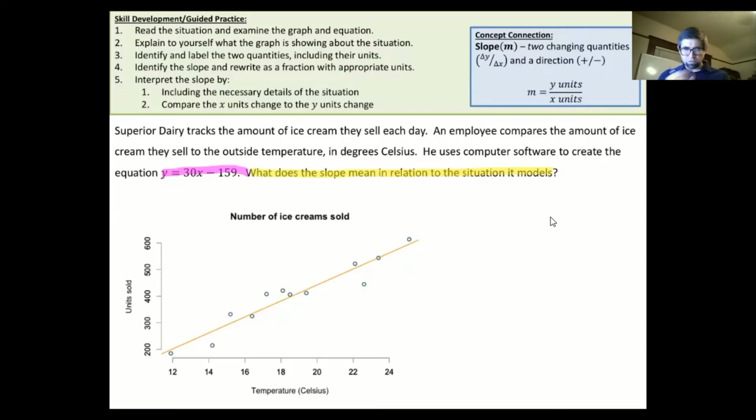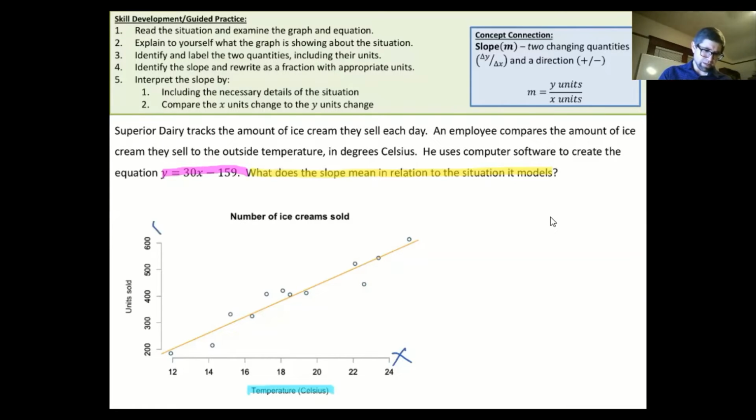Okay, so I have now read the problem. Let's look at the graph before we go any farther, and see if we can get some information from it. It says number of ice cream sold at the top. On the x-axis down here, the horizontal axis, it says temperature in Celsius. Let's go ahead and label that right now, that this is the x-axis. It's always good to know what our axes are referring to. And then our y-axis is the vertical axis up here, and I see that it says units sold.